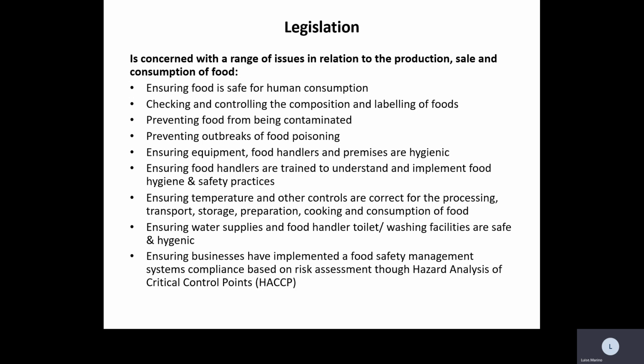It prevents food from becoming contaminated, prevents outbreaks of food poisoning, and ensures equipment, food handlers and premises are hygienic. It also ensures that food handlers are trained to understand and implement food and hygiene safety practices. It makes sure that temperature and other controls are correct for the processing, storage, preparation and consumption of food. So obviously if you're reheating a pie, for example, it's got to be hot enough in the centre so that you're not going to get food poisoning.